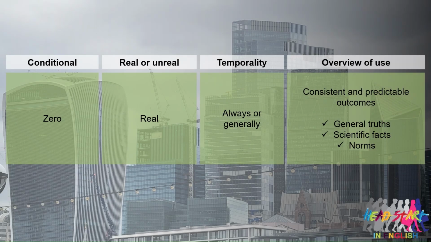This short video is on the uses and form of the zero conditional. The zero conditional is used for things that are consistent and predictable. The result always happens when the condition occurs. It's used for general truths, like what happens when you flick a switch or press a button.